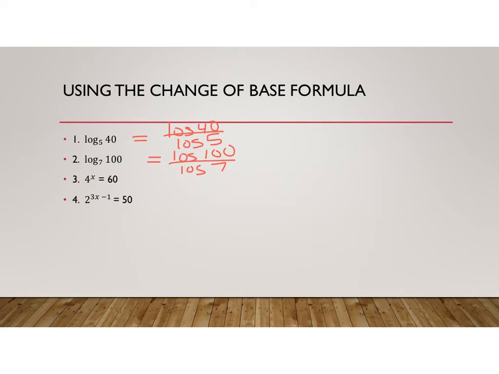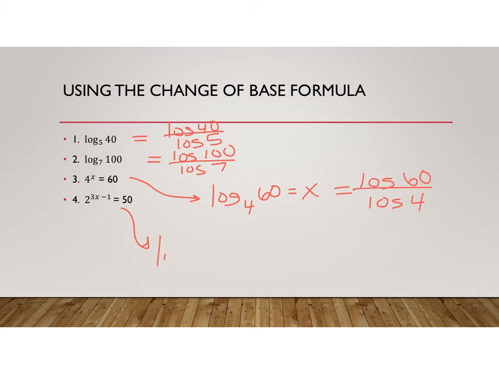Number 3 is an exponential equation, but if we change the form of it, it'd be log base 4 of 60 is equal to x. So then it'd be log of 60 divided by log of 4.